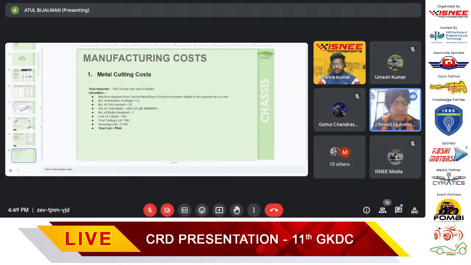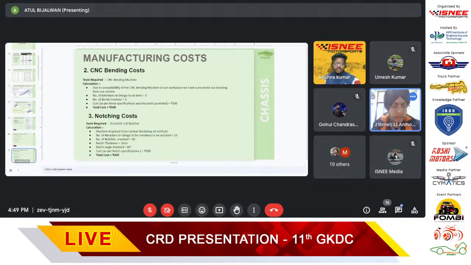We have considered metal cutting costs. Tools required would be an HSS high-speed steel circular saw and its blade. The machine we acquired from our central workshop of our institute, and blades are to be acquired at our own expense. The total number of members in the design is 25, and the number of cuts involved would be 52. Life of one HSS blade is around 100 cuts at 2000 RPM. Number of blades required is 1, and the cost of one blade is 20. Total tooling cost is 40, and service cost would be around 500, which sums up to a total cost of 540.